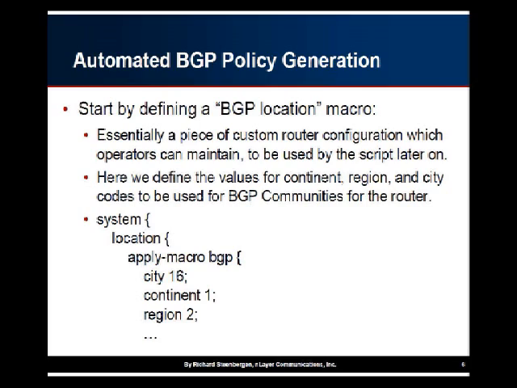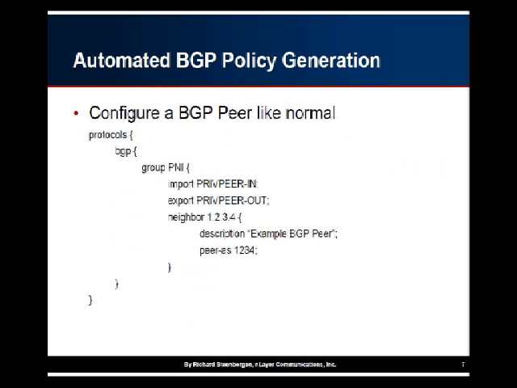And this is through the apply macro. It lets you set a custom configuration option that might not ship with the router, but that your script can then take a look at and build from. So then, for example, I configure an example peer. I don't have to do anything complicated.